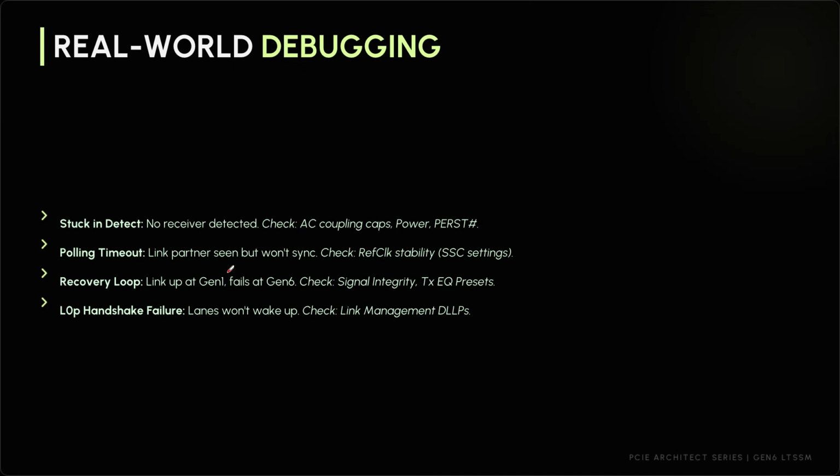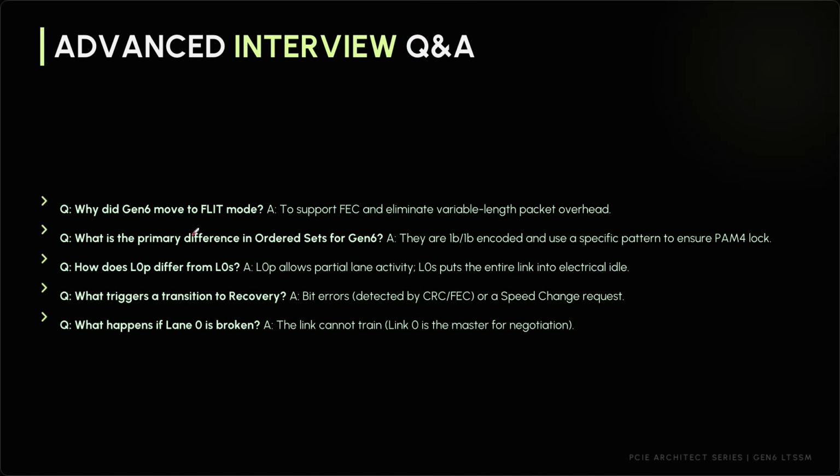So before concluding, let's quickly review some interview questions. A common interview question is, why did PCI Gen 6 move to FLIT mode? This is used to improve efficiency and support forward error correction. Another question which we have is, what is the primary difference in ordered sets for Gen 6? They are 1 byte to 1 byte encoded, and this uses specific patterns to ensure the PAM4 lock.